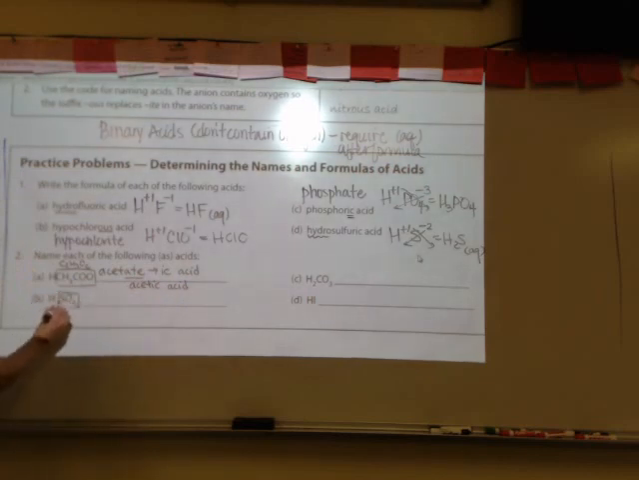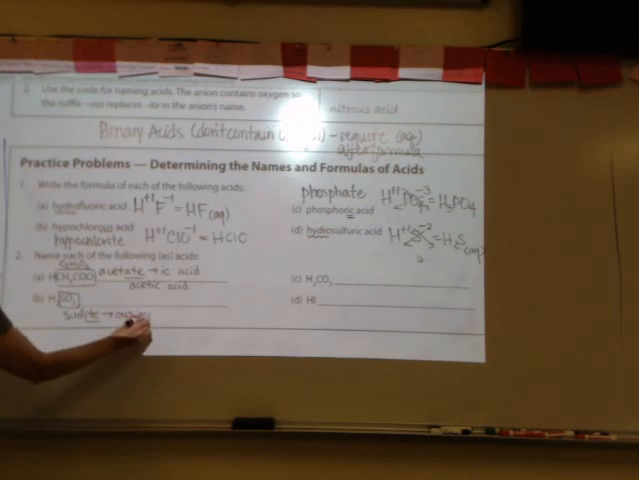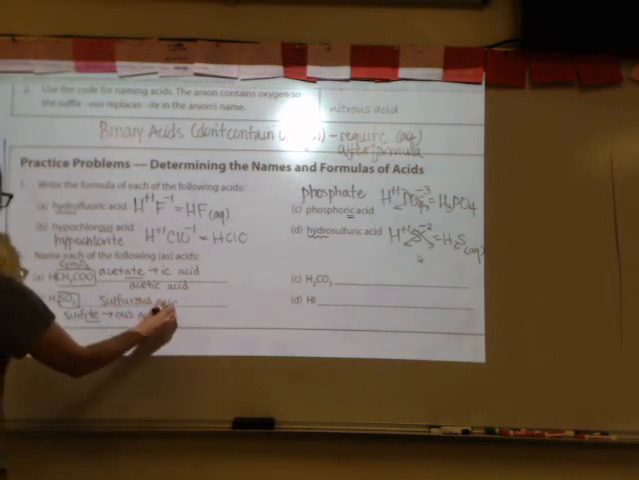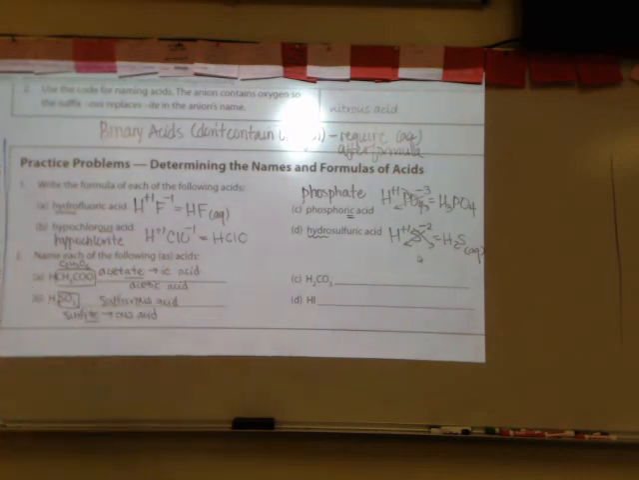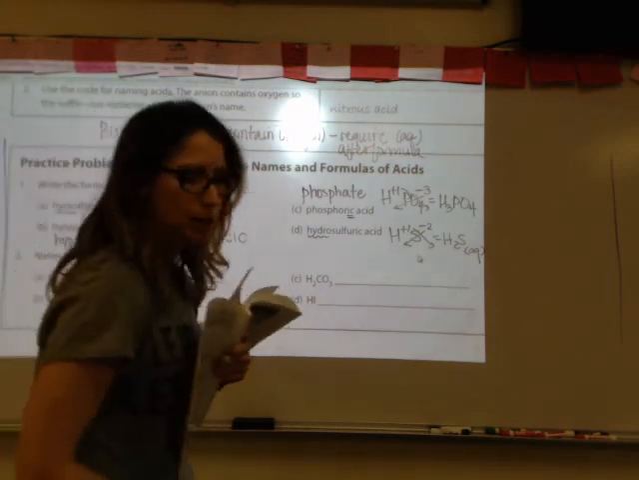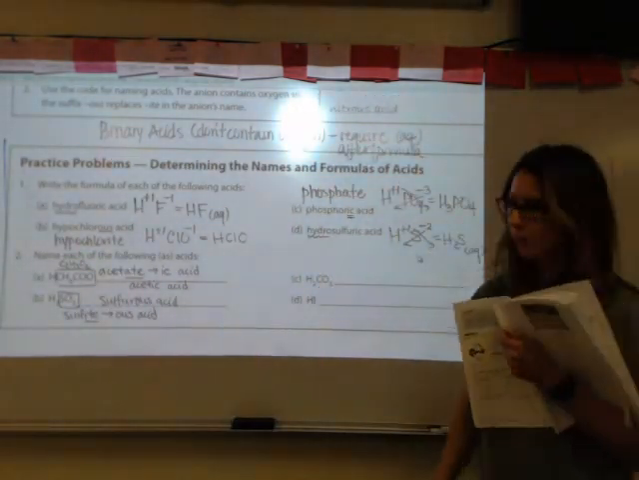Here, H2SO3. SO3 is sulfite. When it ends in ite, it changes to OUS, and then you write acid after it. So this is sulfurous acid. Sulfurous sounds better than sulfus. That's why we do it.